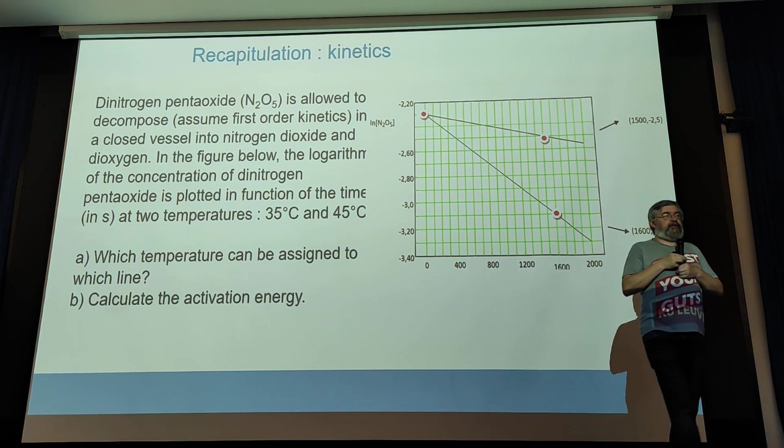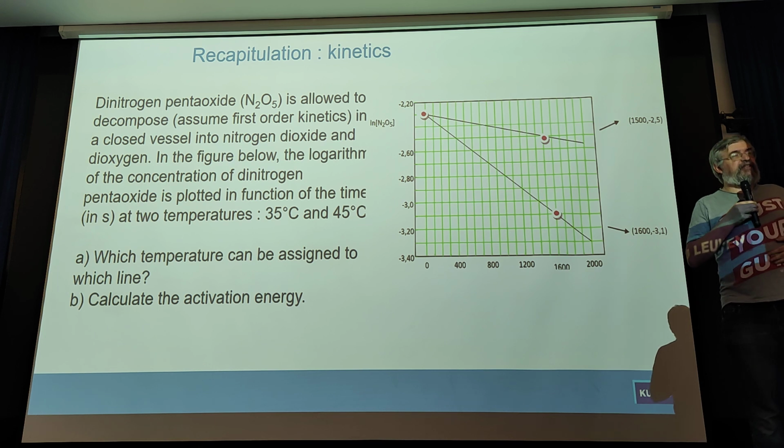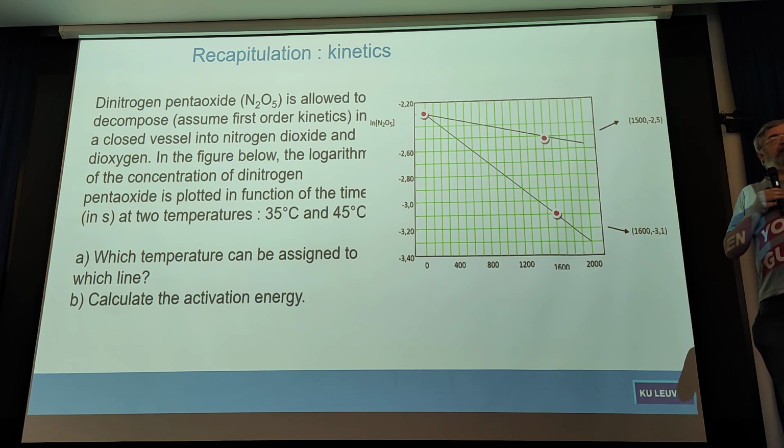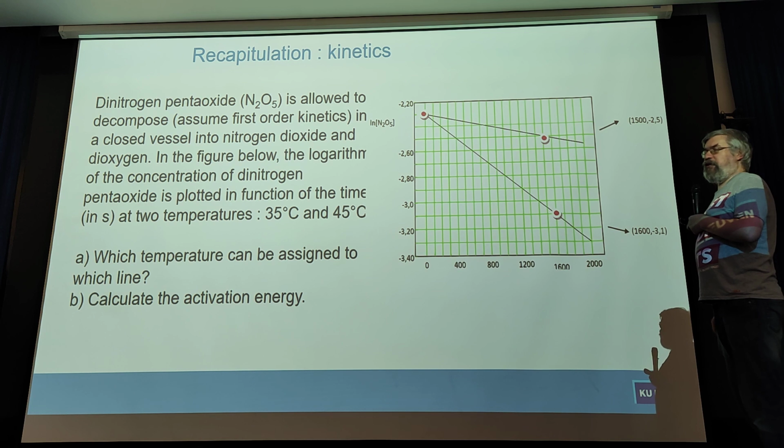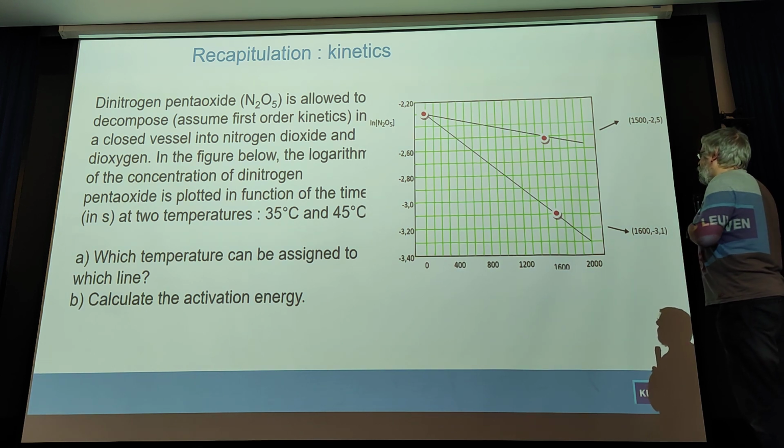Then, to calculate the activation energy, we need a little bit more, because then we need K1, K2, T1 and T2. The two temperatures we already have, it's 35 and 45 degrees, but we need to calculate the two rate constants. And we can do that from the data that we have here.